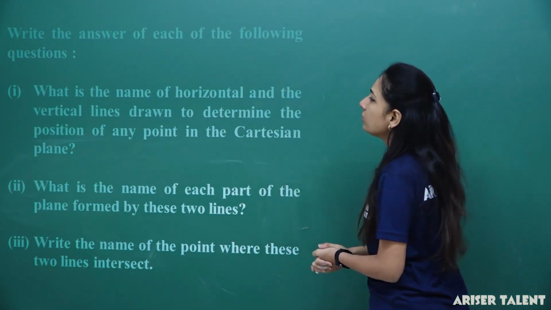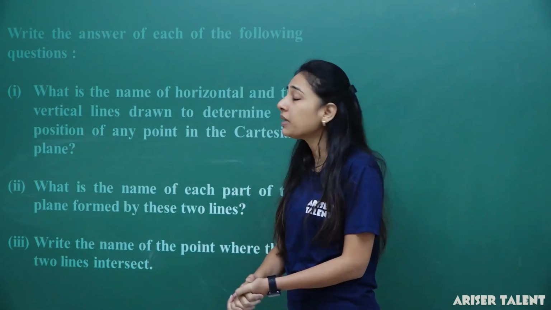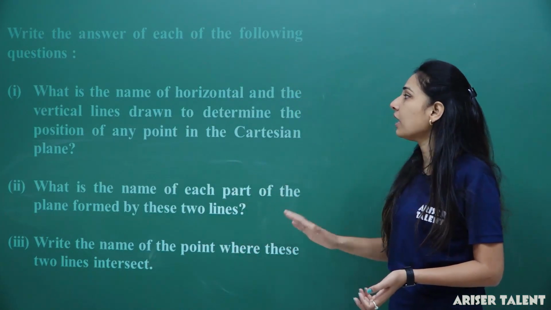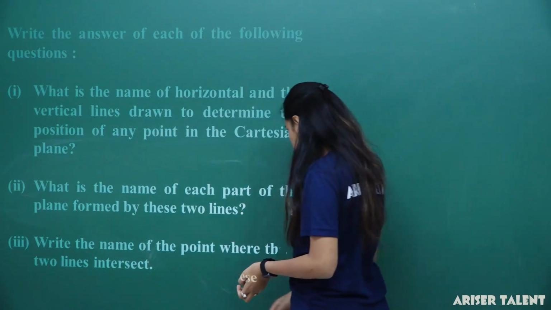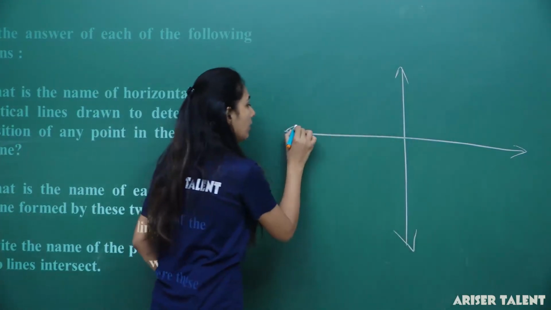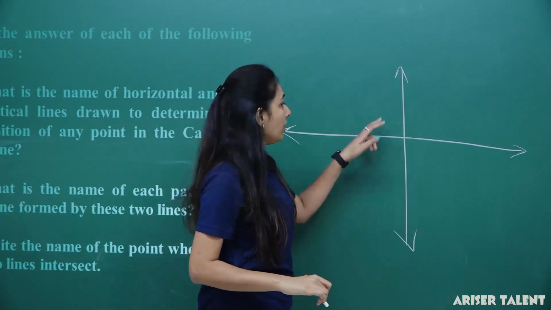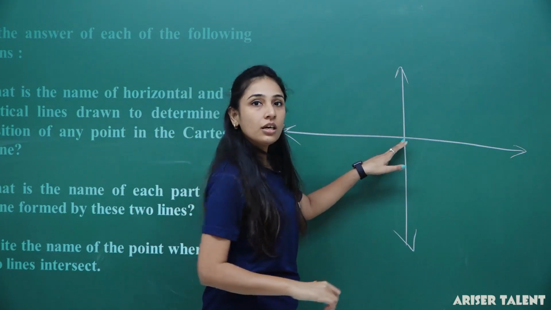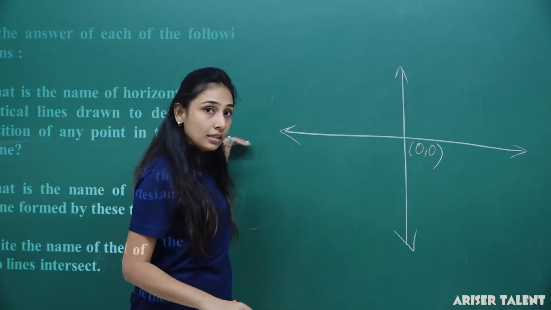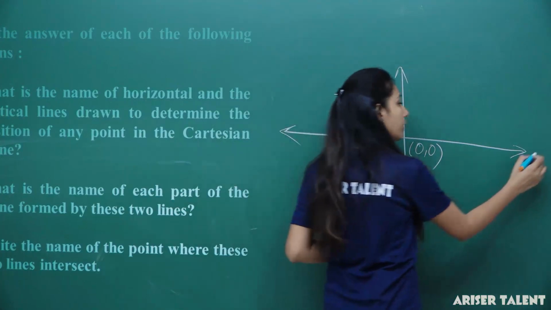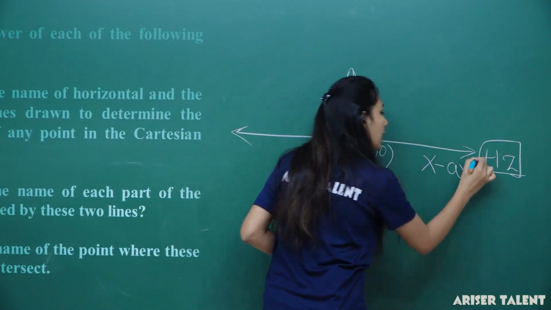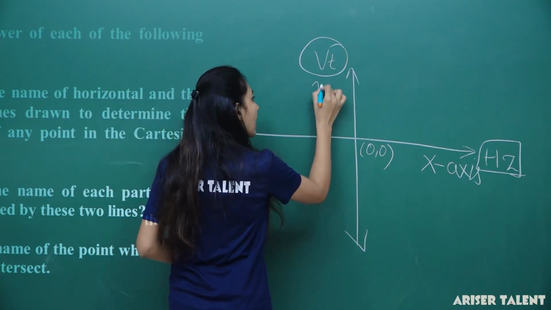What is the name of the horizontal and the vertical lines drawn to determine the position of any point in the Cartesian plane? This is very simple. What I have told you is that we have this Cartesian plane, with these two horizontal and vertical lines crossing each other at 0, 0. The horizontal one will be called the x-axis, and this vertical one will be known as the y-axis.